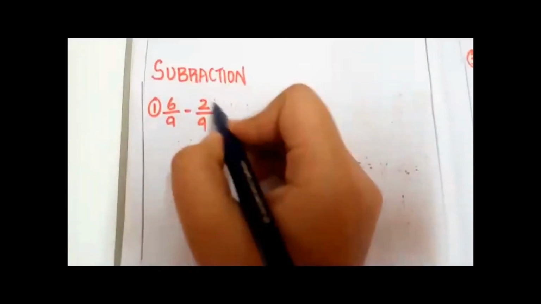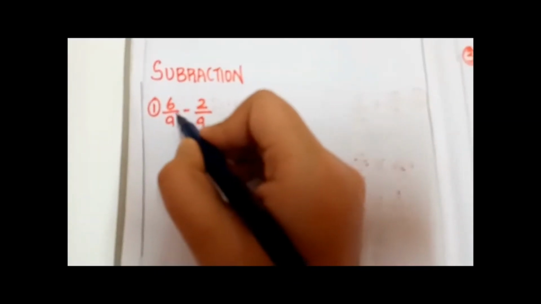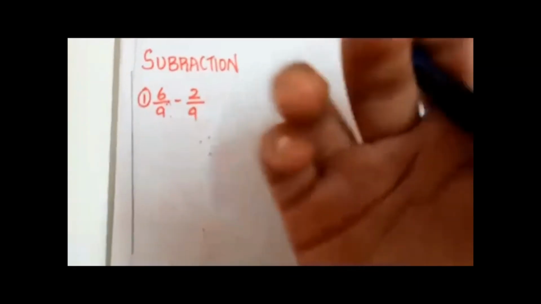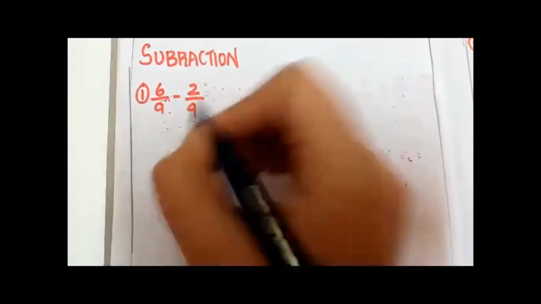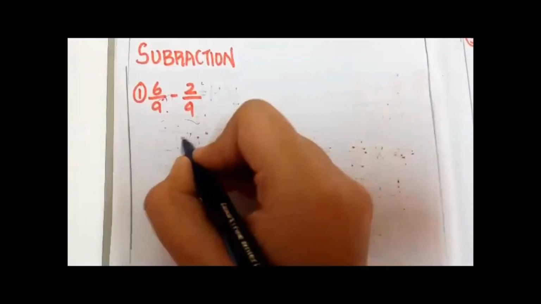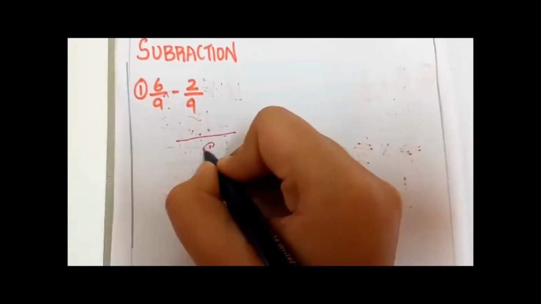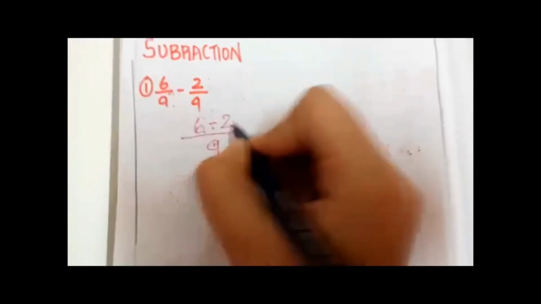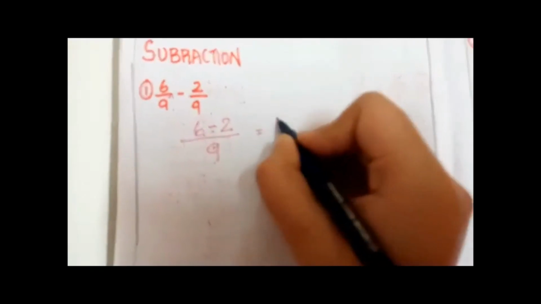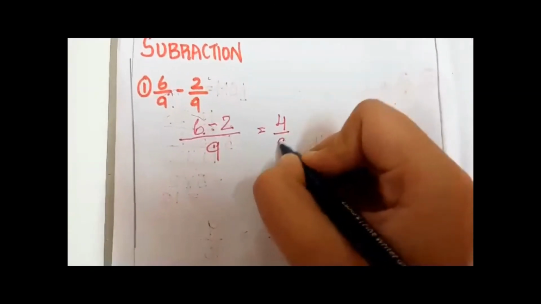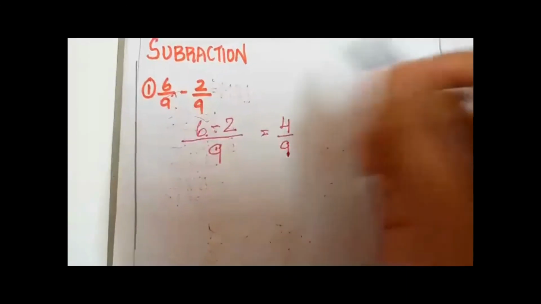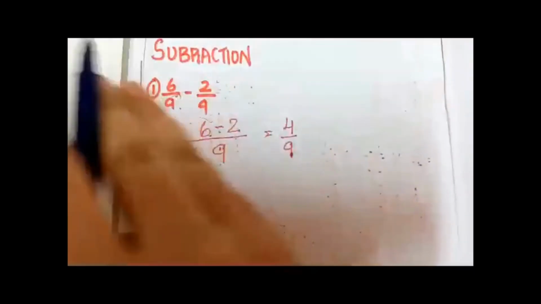So here, 6 by 9 has denominator 9. 2 by 9 has denominator 9. So both the denominators are the same. So we can subtract them. So just like addition, first write the denominator commonly. 9 is common here. And write the numerators with the sign. 6 minus 2 is equal to 4. So 4 by 9 is the answer which we get from 6 by 9 minus 2 by 9.